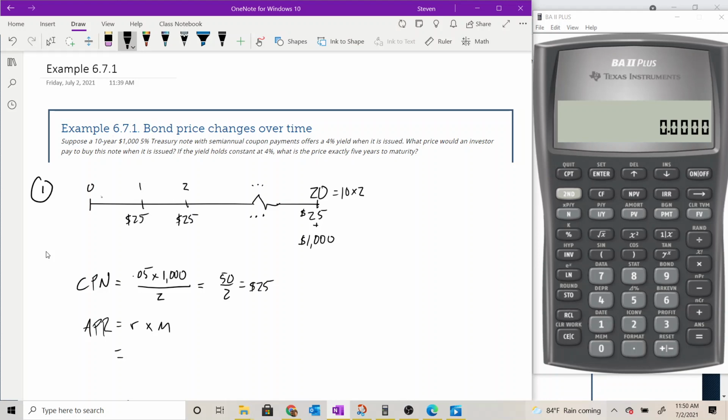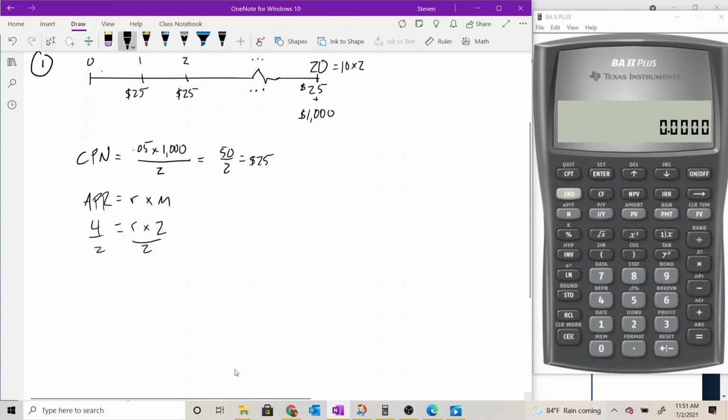So with this one, we know the APR, it's 4%. We want to know r, and we also know m. There are 2 payments per year. So we just divide both sides by 2, and it cancels out. On the right-hand side, we've got 4 divided by 2, which is 2. So our r equals 2%. Our 6-month effective rate is 2%. Okay, so what we want to know there is, what is the price of this bond given these cash flows and that yield to maturity?